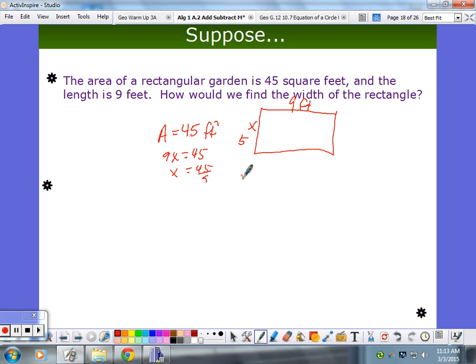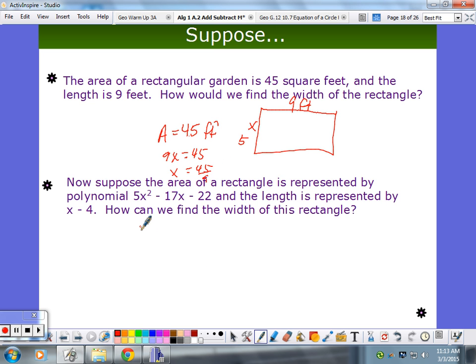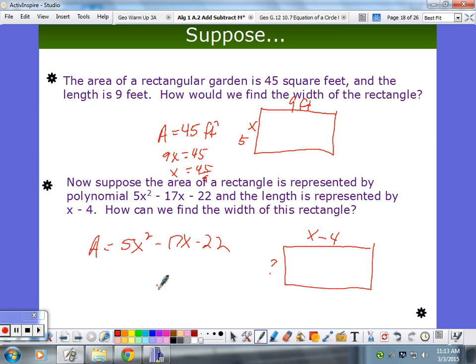That's how you do it with numbers. So now suppose that it's a different thing. The area is 5x squared minus 17x minus 22. And if you're looking for this on your paper, I don't think it's on there. So we're just looking at this. So now the area is 5x squared minus 17x minus 22, and the length is x minus 4. What's the width? Isn't it the same thing, divide?